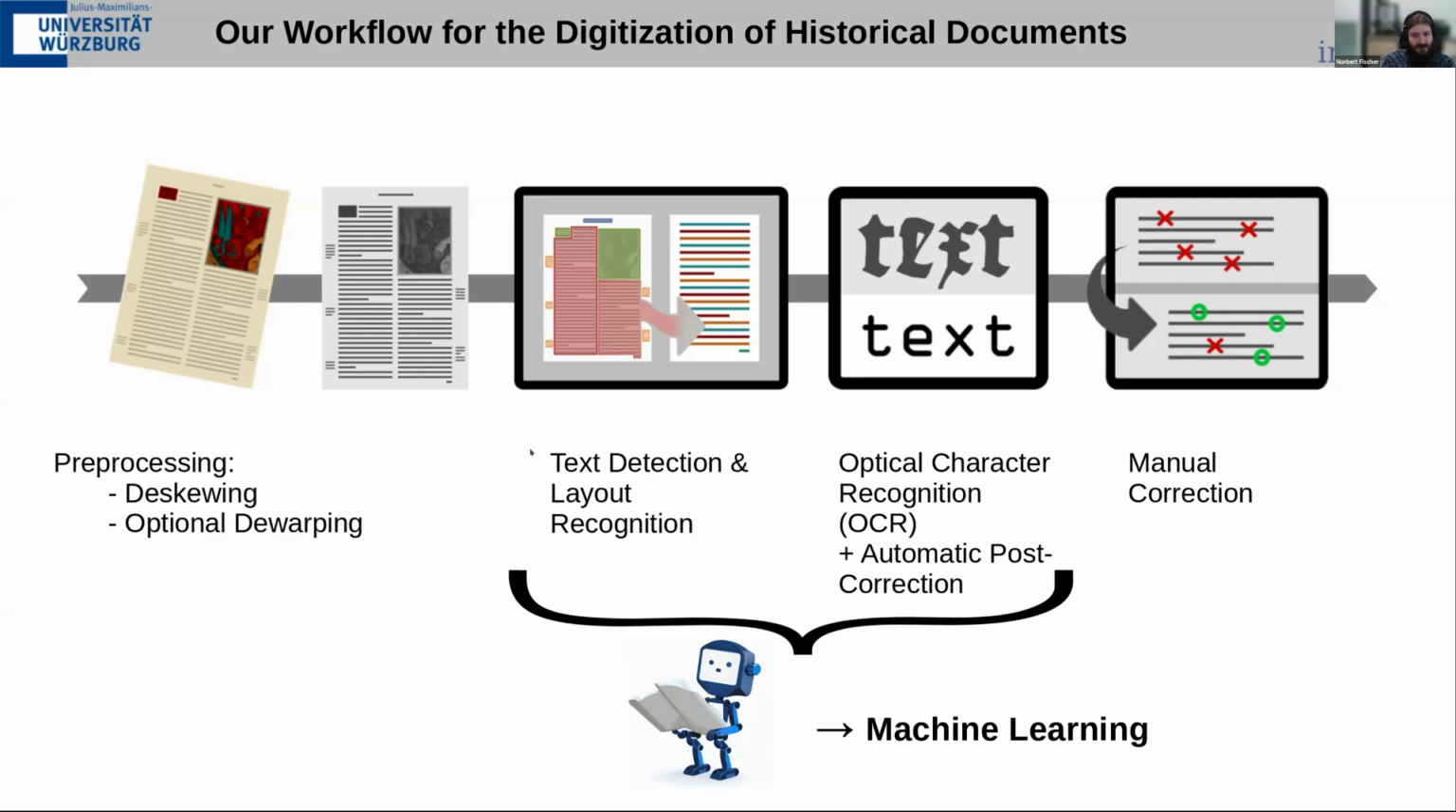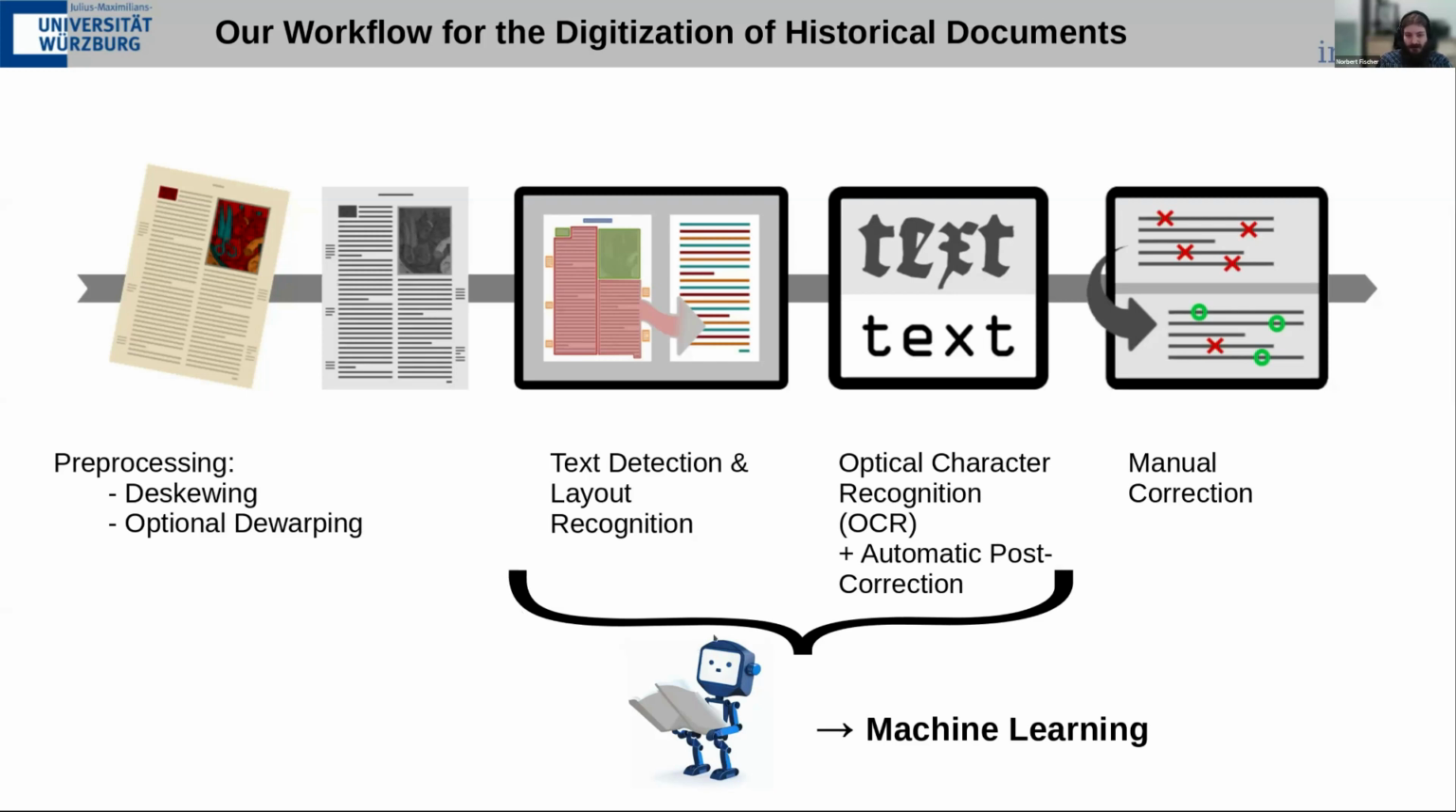The first step is the text detection and layout recognition, where the goal is to identify individual text lines and other elements on the page, and these are then fed into the OCR in order to be transcribed. After the OCR, there's also an automatic post-correction system, which is based on a dictionary, which aims to quickly identify potential errors in the OCR. After this is done, there is also a manual correction process because we want to produce very high quality transcriptions, and the previous steps might not have a perfect output.